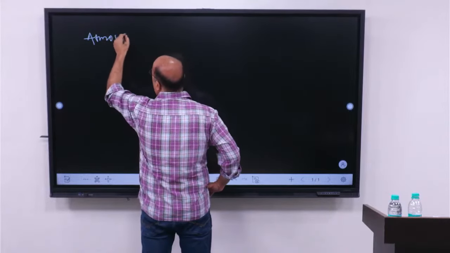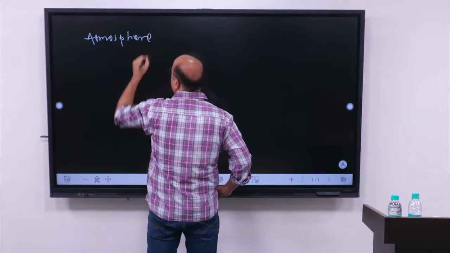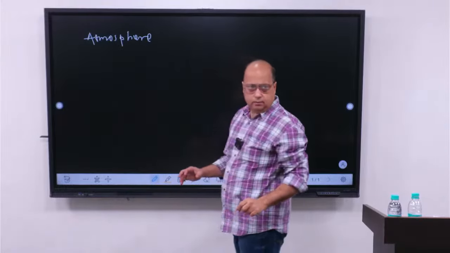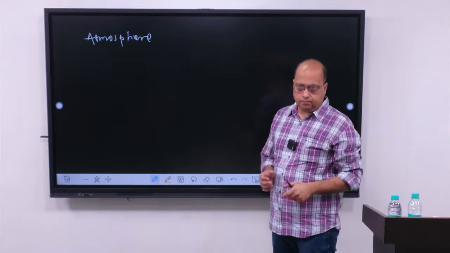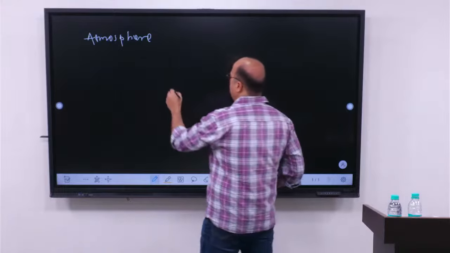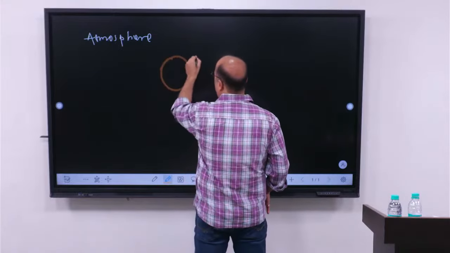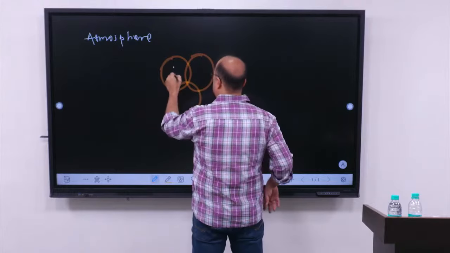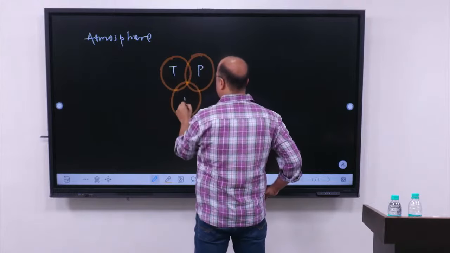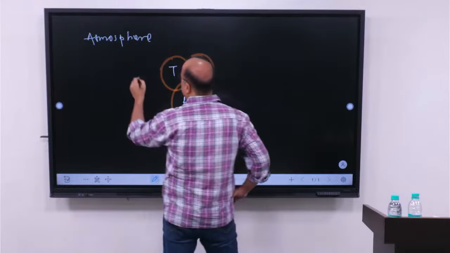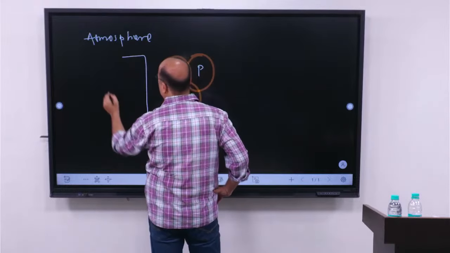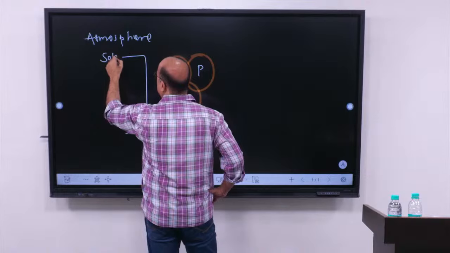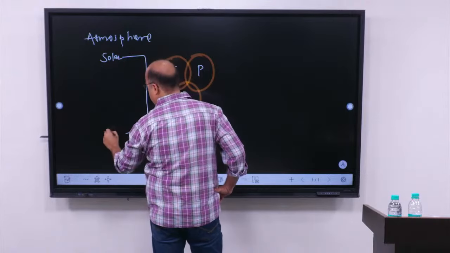What we have seen is that the atmosphere itself is a system, and this system comprises three components: temperature, pressure, and humidity. These receive heat energy from solar radiation and terrestrial radiation.